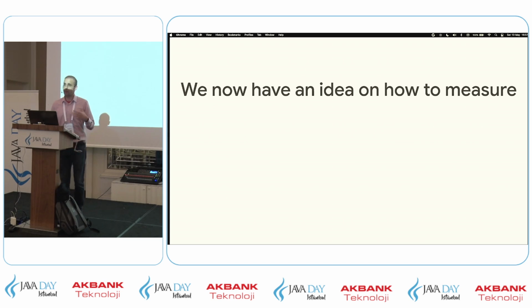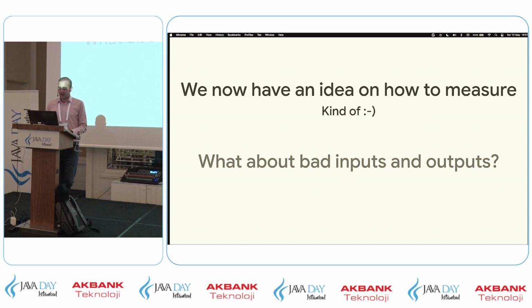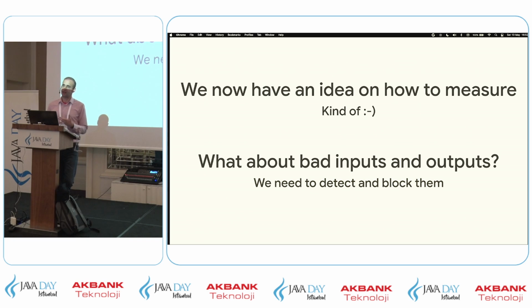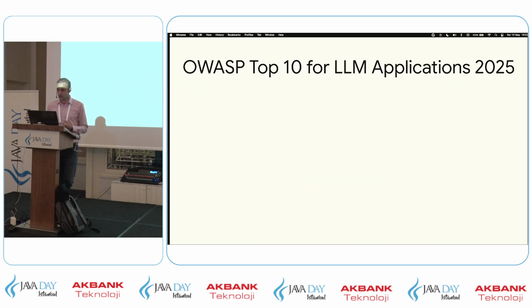All right, so that's about measuring. So how do you measure the output of the LLMs? But then what do you do with the inputs and outputs? Because what people can pass to LLMs and what you can get from LLMs, you should really detect and block the bad ones, right? And how do you do that?